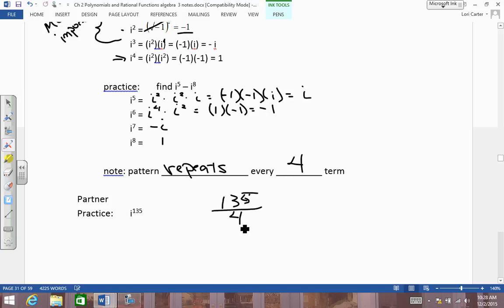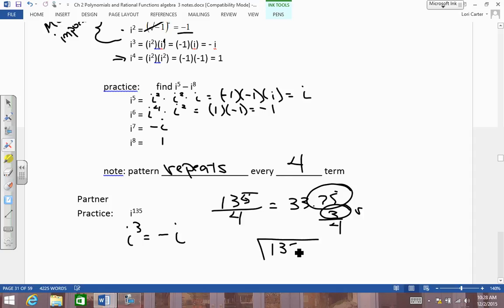Yes, divide it by 4, I get 33.75. That means 3/4, which means I have a remainder of 3. So that means I cubed, which is negative I. Let's go little division. Remember when you were little? 135 divided by 4 gives you a remainder of 3. I cubed, which is negative I.